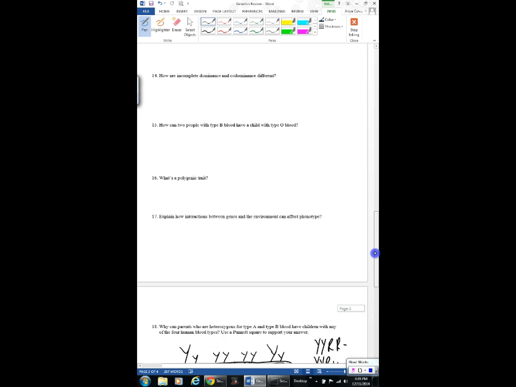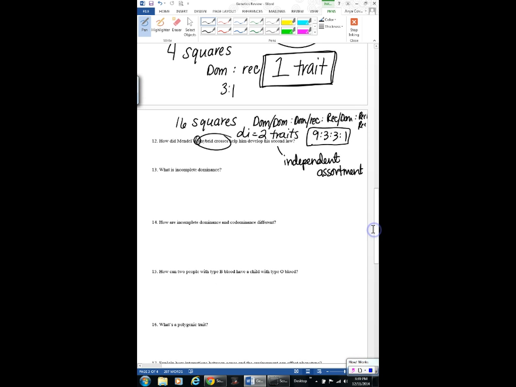Okay, so let's go back up here. Alright, so now we have our 4 exceptions to Mendel's 2 laws, which is the independent assortment and this law of segregation. So incomplete dominance, that is going to be our first one. So this is number 1.